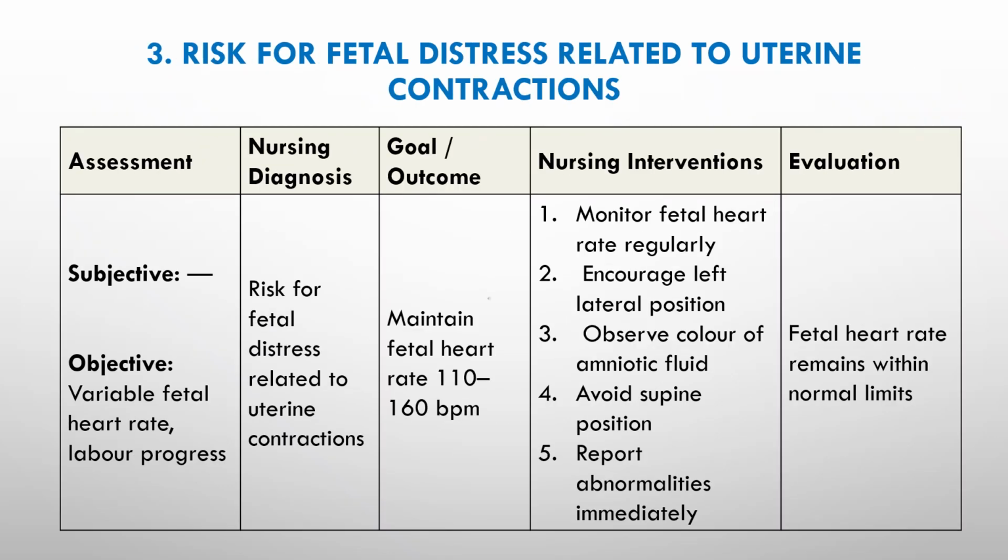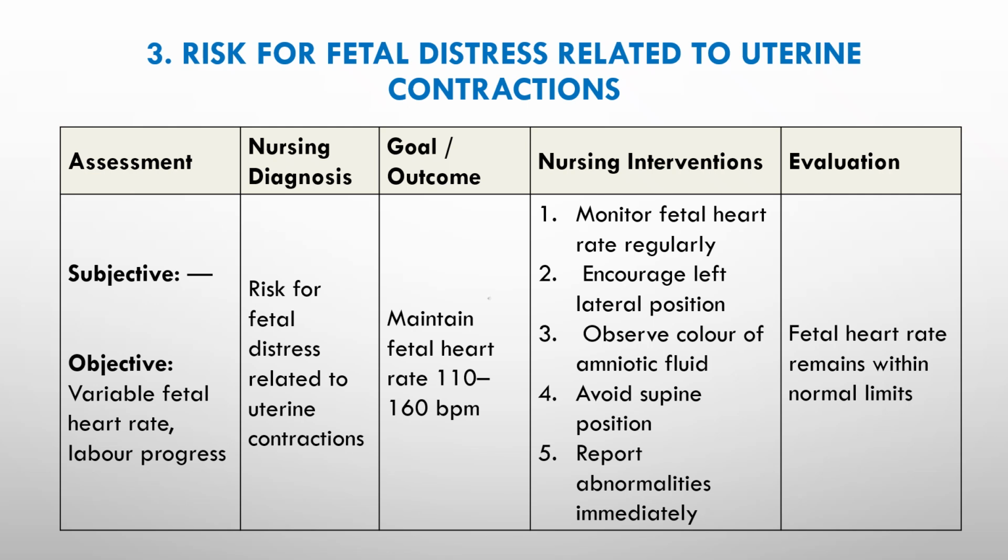The third nursing diagnosis is risk for fetal distress related to uterine contractions. During the first stage of labor, strong or frequent uterine contractions can affect the baby's oxygen supply, which may lead to fetal distress. In this condition, there is usually no subjective data because the fetus cannot express symptoms. But objectively, the nurse may observe changes, such as variable fetal heart rate and labor progress. Based on these findings, the baby is considered at risk for fetal distress.